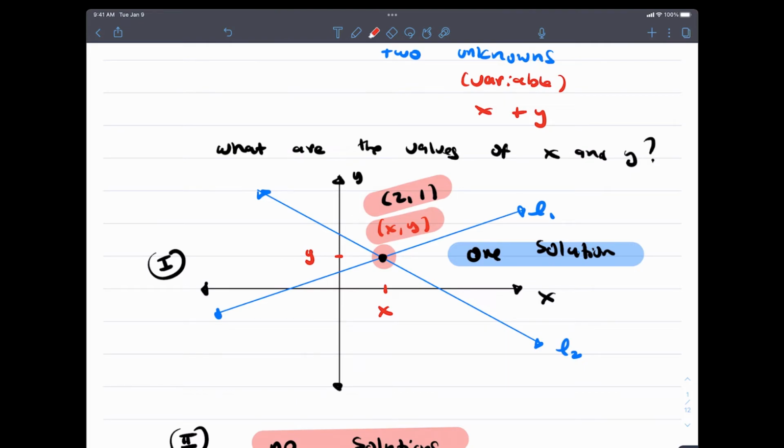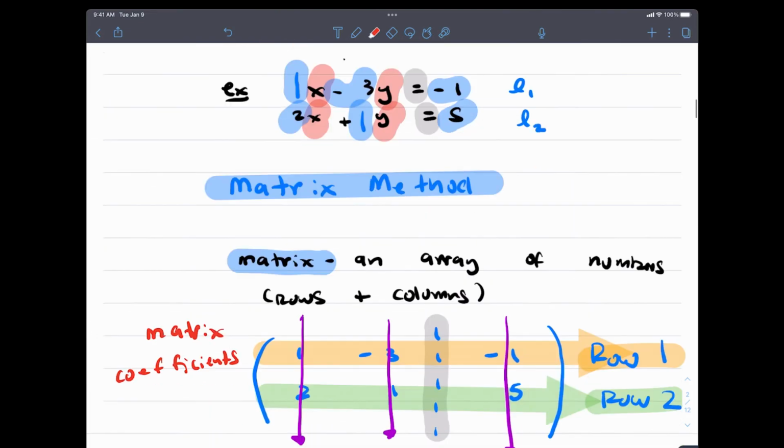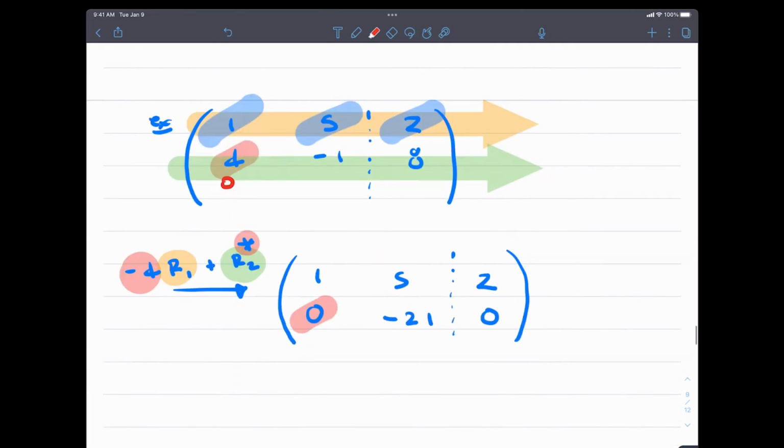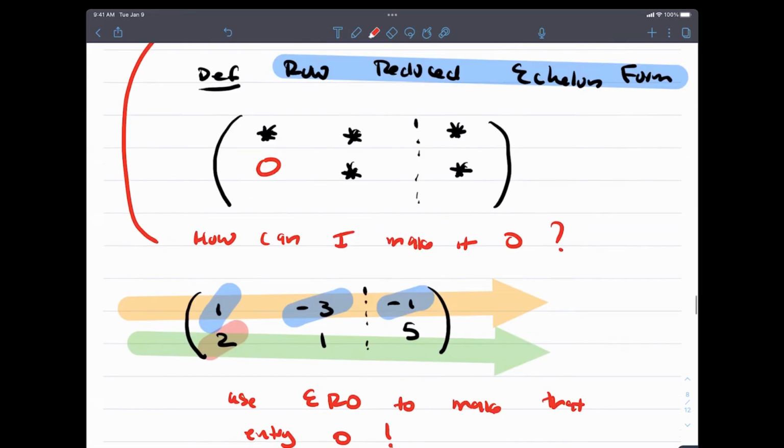So we've come full circle, ladies and gentlemen. This is the process for solving a system by the matrix method, and it's a very, very powerful method.